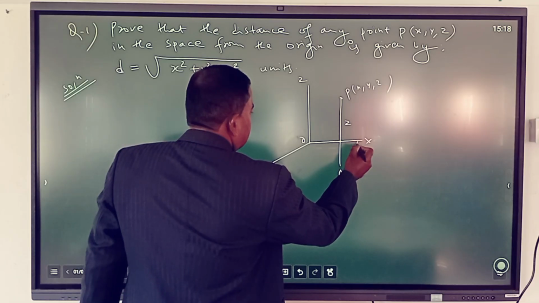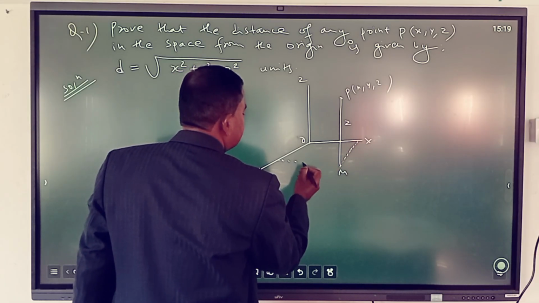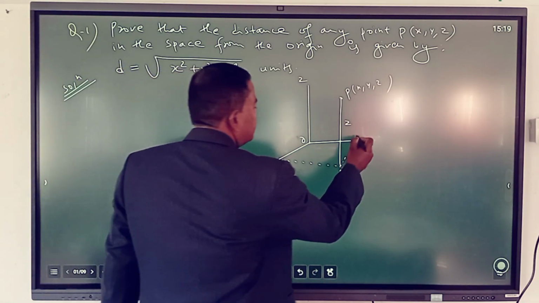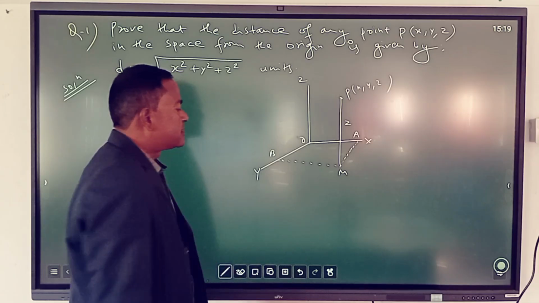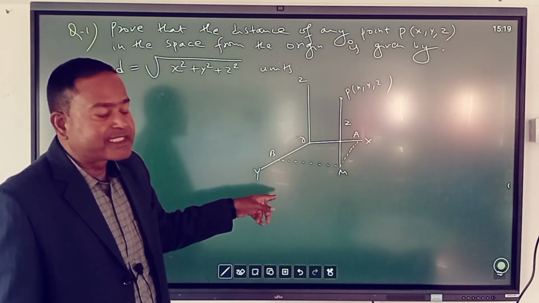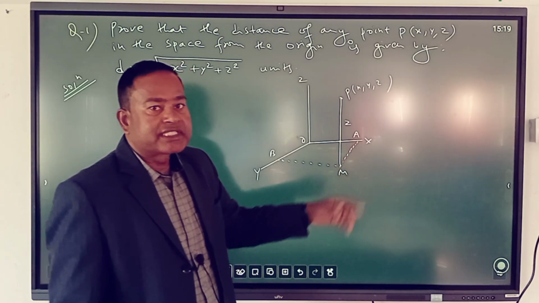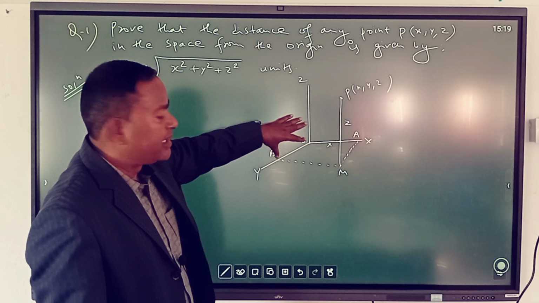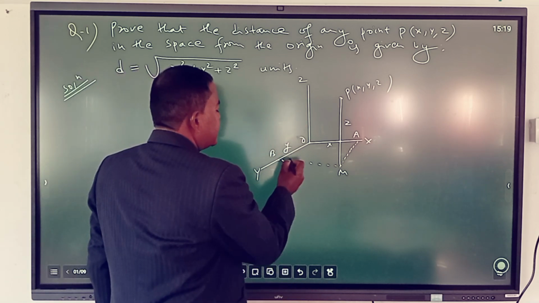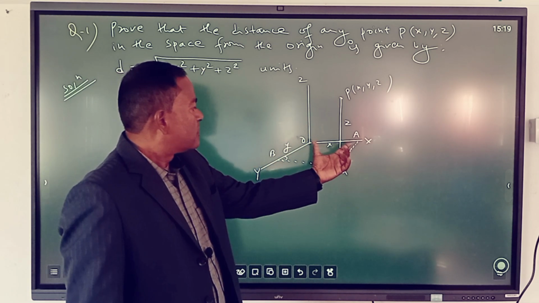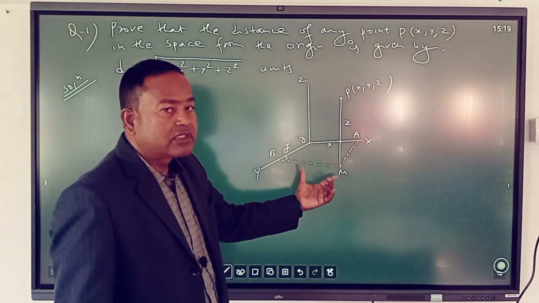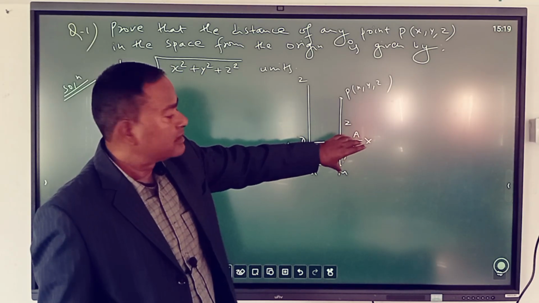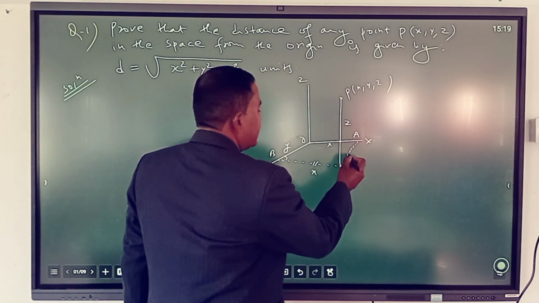Dear student, now we draw MA perpendicular to the x-axis and MB perpendicular to the y-axis. Then OA represents the x coordinate and OB represents the y coordinate. OA and MB are equal, so both are equal to x, and OB and MA are also equal, so both are equal to y.